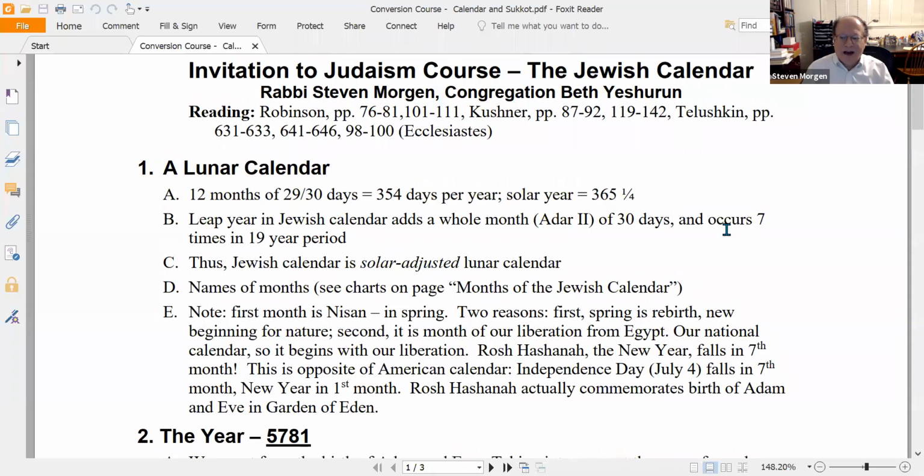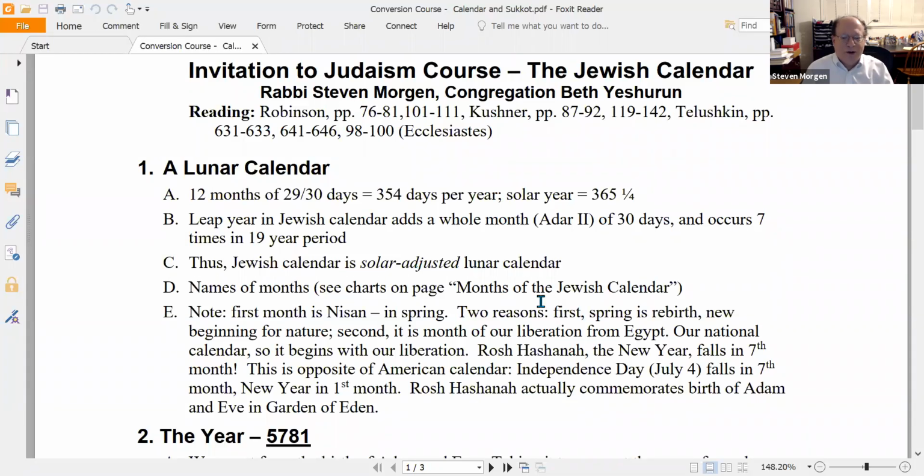7 out of every 19 years, we have a leap year, and we throw in a whole month. And you can see that that's just a little bit more than a third of the time. So that's how we keep the lunar calendar fixed with the solar calendar. Everybody get that so far?